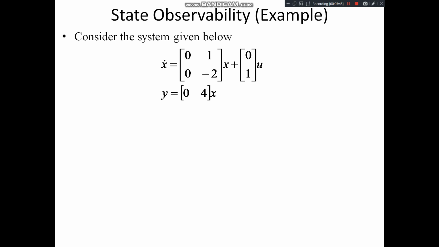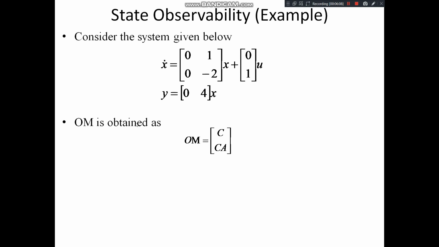x dot is equal to [0, 1; 0, -2] x plus [0; 1] u, and y is equal to [0, 4] x. So this x dot is related to x with the matrix A, x dot is related to u with the matrix B, and this y is related to x with the matrix C.